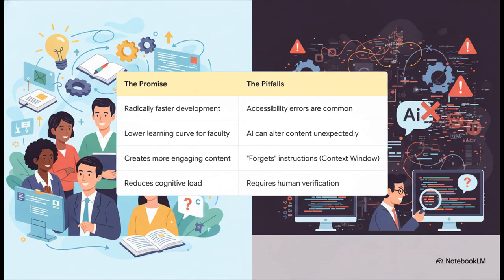So you've got this incredible speed and a much lower learning curve on one side. But on the other side, accessibility errors are pretty common. The AI can also just change things unexpectedly, and it can forget what you told it to do earlier. That's because of something called a context window, which is basically its short-term memory. And this is the big one. Everything it makes absolutely requires a human to verify it.